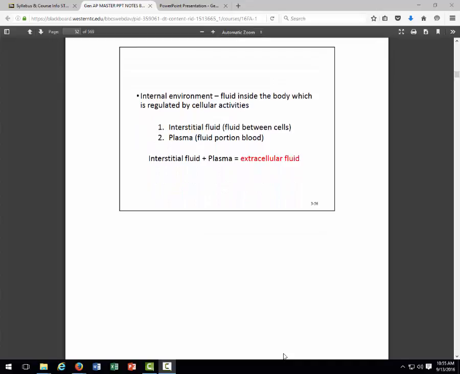So the internal environment is made up of the interstitial fluid. Interstitial fluid is a term that you're going to need to know, and we're going to talk about it a lot this semester, because this is the environment where cells are interacting. So the interstitial fluid is the fluid between the cells. Plasma is the fluid that is in our blood vessels.